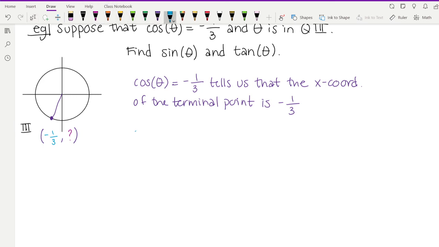So the Pythagorean identity says that cosine squared of your angle plus sine squared of your angle is equal to 1. And so we can substitute in what we know for cosine and then just leave the sine part. So we know that cosine of theta is -1/3. And so I'm just going to put -1/3, and we're going to take that and square it. And then we're going to have plus sine squared of theta is equal to 1.